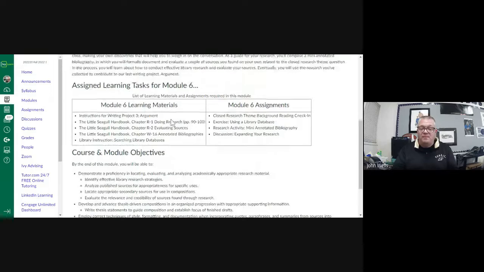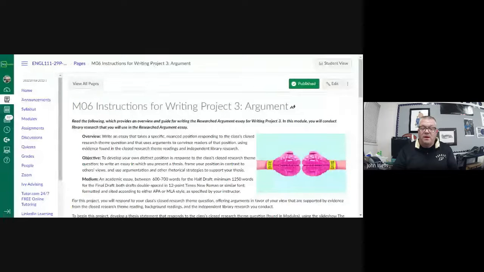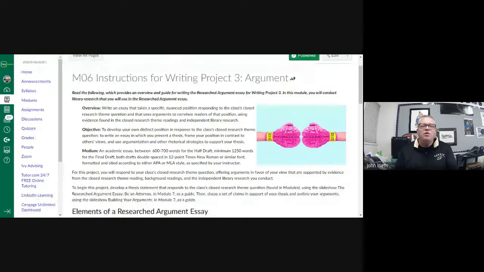We get the assigned task and the course objectives, and then let's take a look at the argument paper, writing project number 3. You will also see this called, in some of the information for this course, the researched paper, the researched essay. So you'll see it called both of those. For week 7, we'll do the first draft. Week 8, we'll do the final draft of this. And what you're going to do is create a research paper that argues a position. So you're going to take a position on this topic, and you're going to argue it, and you're going to use these sources to back up your claims and really sell it to other people.